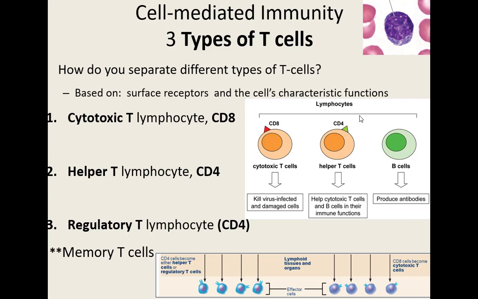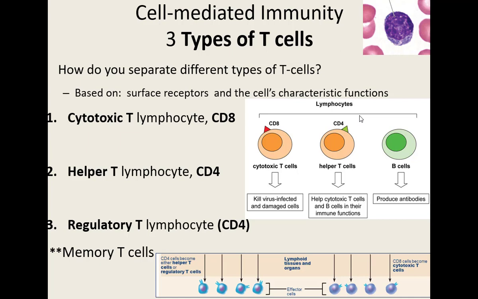Regulatory T cells are there to suppress the immune system. Your cytotoxic T cells are so good at killing that sometimes they kill healthy cells. And so the job of a regulatory T cell is to keep them under control, in check. A lot of times people that have autoimmune disorders, where their immune system is attacking their own cells, it's because the regulatory T cells are not doing their job.